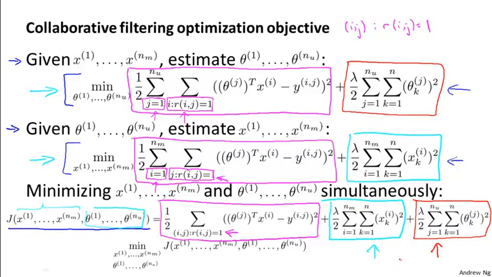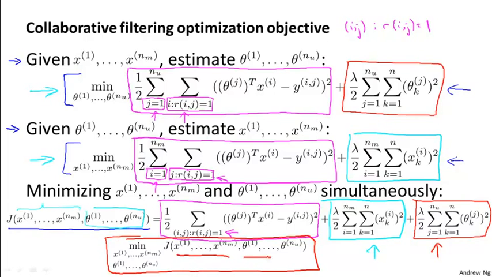So here's an optimization objective that puts together my cost functions in terms of x and in terms of theta. And in order to come up with what's just one optimization problem, what we're going to do is treat this cost function as a function of my features x and of my per user parameters theta, and just minimize this whole thing as a function of both the x's and a function of the thetas.